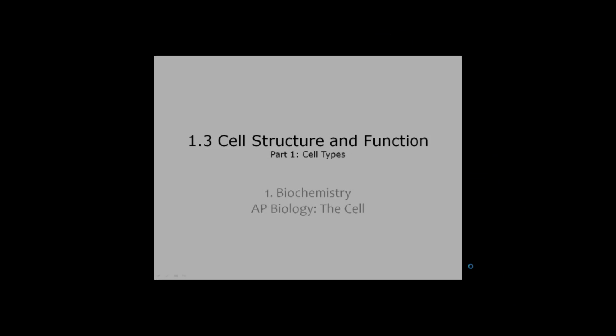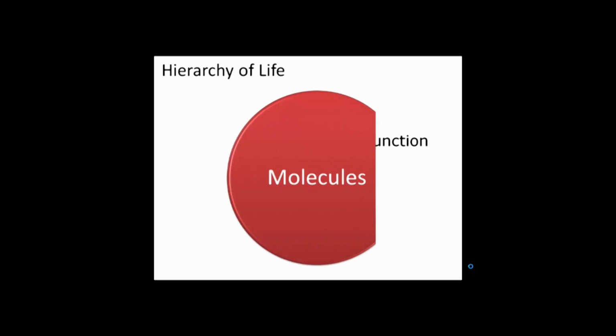Welcome to 1.3, the cell, structure and function. What we are going to do today is go through the different types of cells from bacteria to eukaryotic. We're also going to look at cellular components and what their functions are. So we're going to look at the difference between plant cells and animal cells. So here we go. Different cell types and where they are found and what they do.